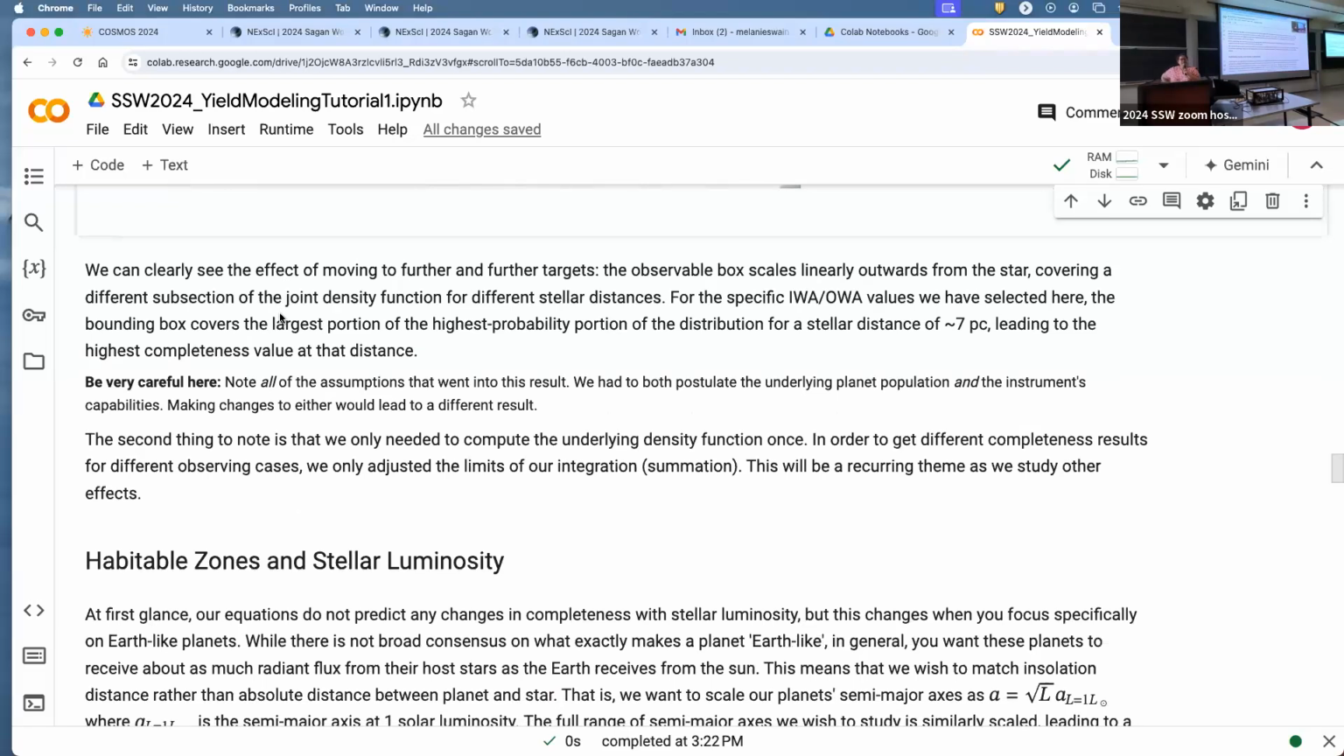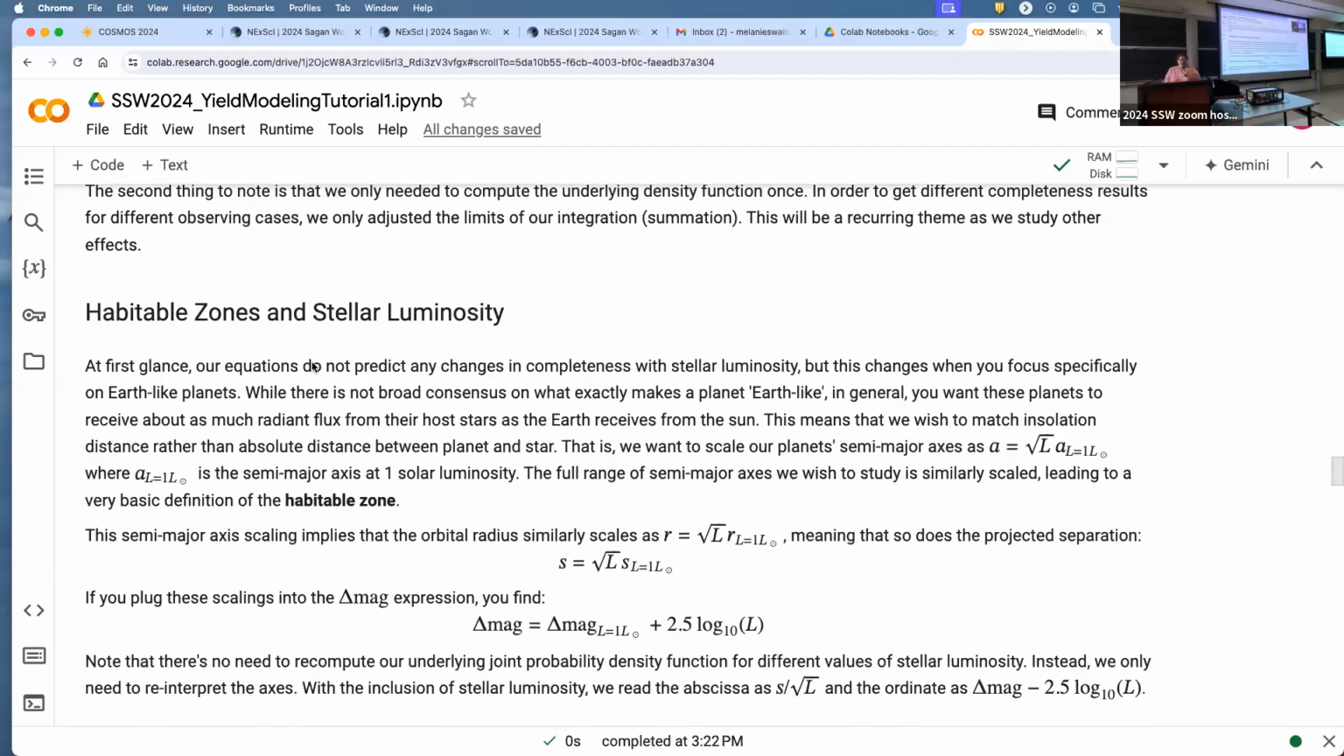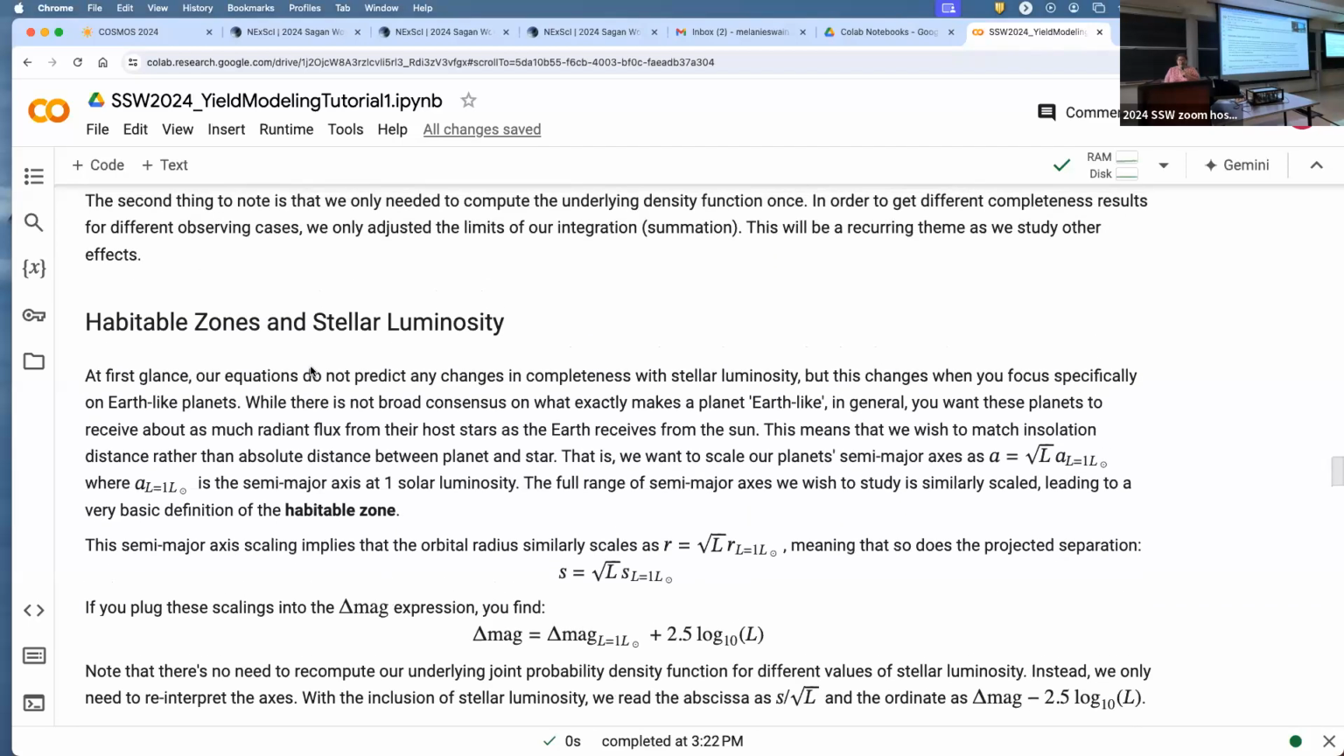Let me caveat that statement. Let me highlight the note that is here in the text, because there are a lot of assumptions that go into what we just calculated, right? There's the assumption of the underlying planet population, what we think a habitable zone is, the inner and outer working angle of the instruments. And so all of these things are going to impact what you think your completeness is, and even what that completeness as a function of stellar distance is.